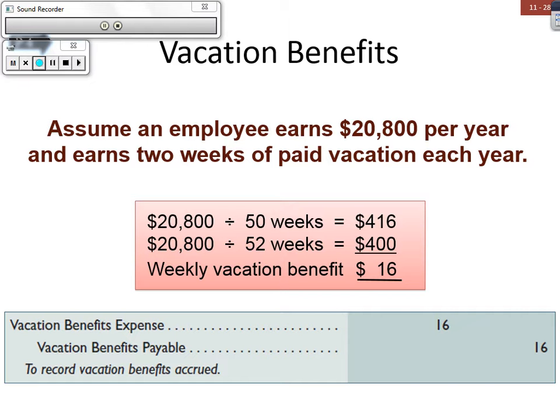So how much would we actually have to pay out every week for those 2 weeks? $16. Yes, that's low. That would never honestly be that way. That's just an example. I know nobody is taking vacation and getting paid a $16 check every week. So the journal entry to record that is vacation benefits expense, and this is just for 1 week. Benefits expense $16 and vacation benefits payable $16.